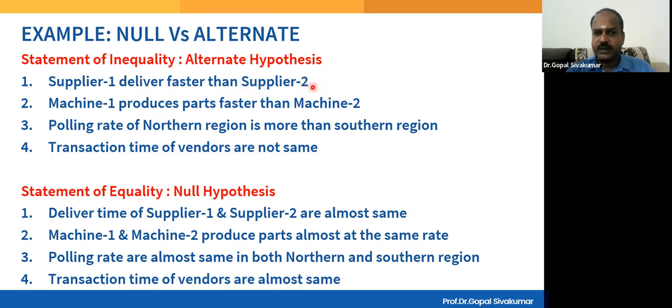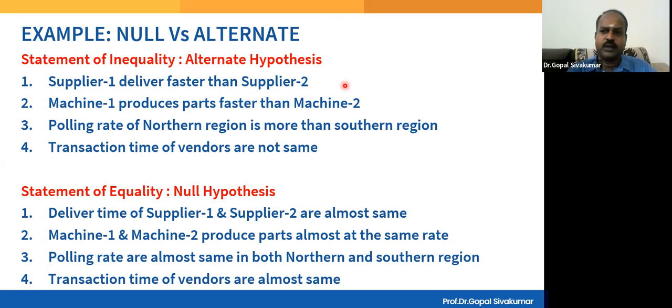Coming to the same example with the alternate, supplier 1 delivers faster than supplier 2. That means delivery time of supplier 1 is less than the delivery time of supplier 2. He consumes less time and then delivers. That's why we say supplier 1 is faster. Whenever you get less than or greater than symbol in your equation, the statement is alternate hypothesis.